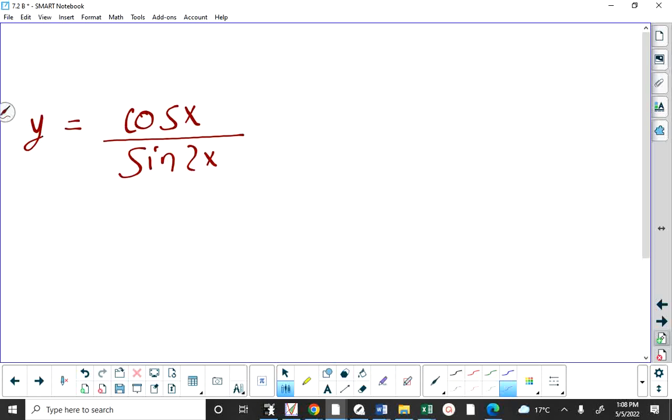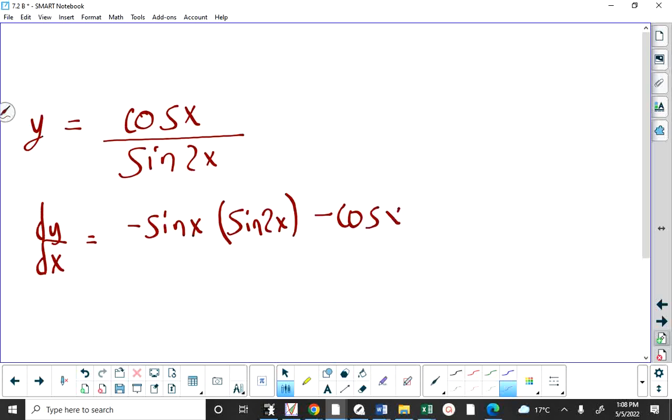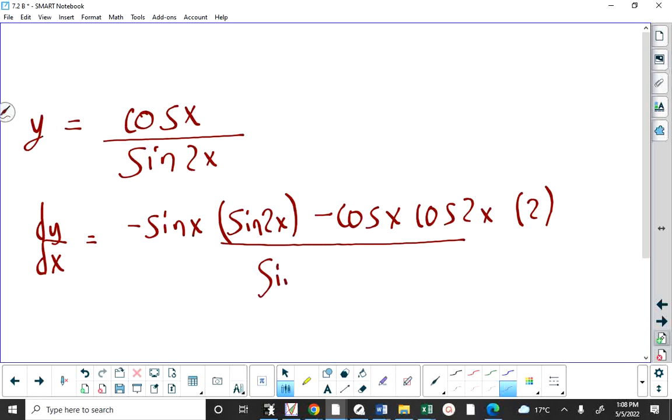If I use the quotient rule, I have dy dx equals the derivative of the top times the bottom minus the top times the derivative of the bottom over the bottom squared. And I admit that my brain is on autopilot right now. I don't mean to rush through it. Now I'm going to explain all the steps as I double check my work.